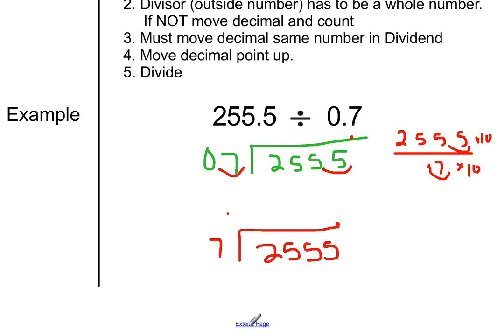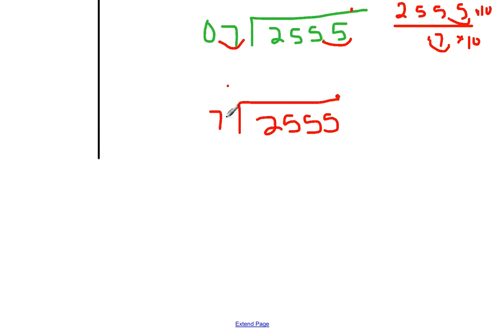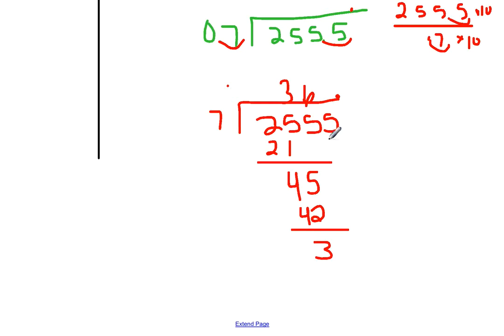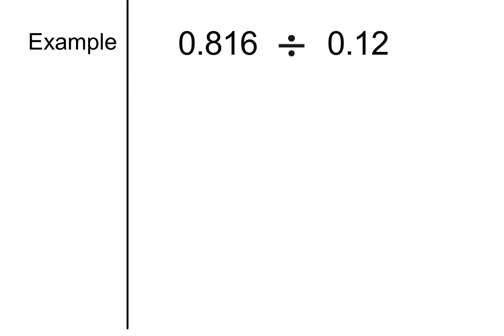So now I just go ahead. 7 does not go into 2, but 7 goes into 25 3 times, and that gets me 21. Subtract, and I get 4. 7 goes in there 6 times, which is 42. Subtract and get 3. Bring down this 5. 7 goes into 35 5 times. So my answer is 365. Go ahead and set this one up, and then we'll give it a try.